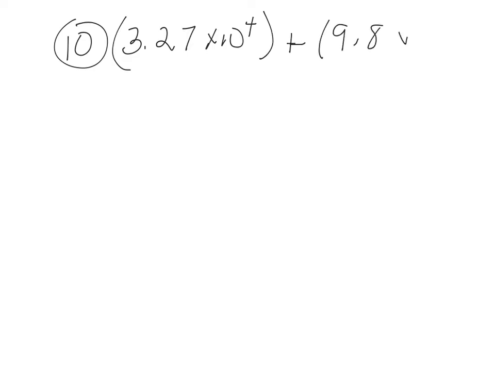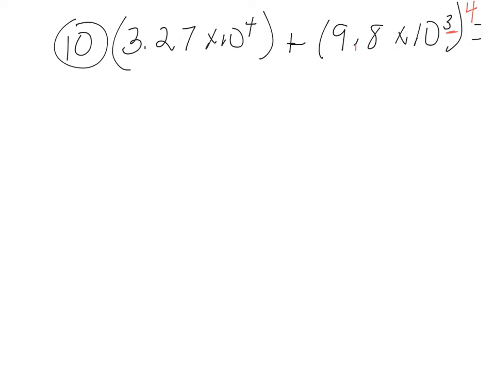Number 10, 3.27 times 10 to the 4th plus 9.8 times 10 to the 3rd. So I've got to change them to be both the same exponent, and I think I'll change them to be 10 to the 4th. So I've got to change this 10 to the 3rd to 10 to the 4th. And that's a difference of 1, so I need to move the decimal 1 place. Since I'm adding 1, so 3 plus 1 gives me 4, I need to move the decimal place once.